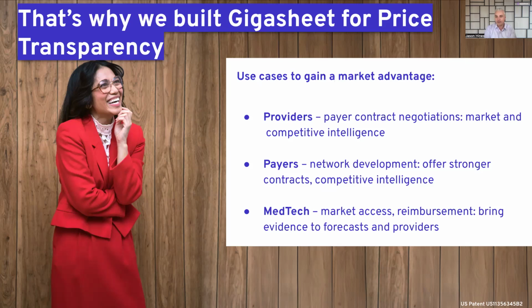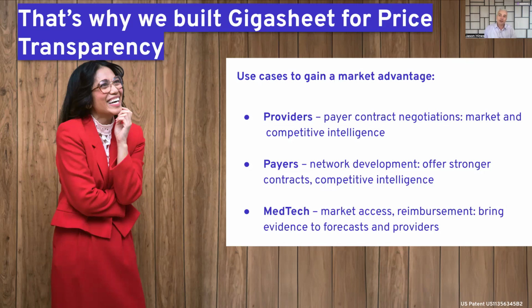Payers, insurers, are using this data, of course, also to see what other insurers are paying in the market for specific procedures and to which entities or providers, but also to develop their networks and expand their networks and offer stronger contracts that are more competitive to providers.